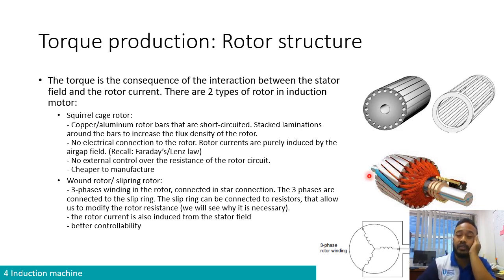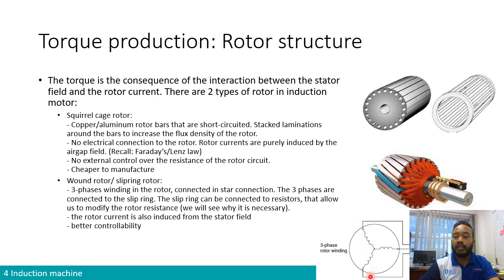So the current is induced just like in the cage rotor. So what is the purpose of this slip ring? There are three slip rings for the three different phases, and the three slip rings are connected to a variable resistor. The purpose is to allow us to change the value of resistance of the rotor.